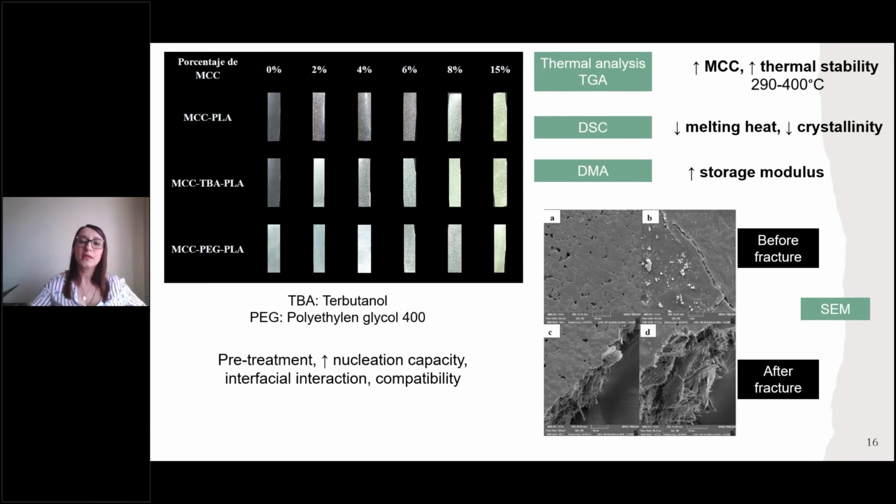Also, we took images before and after the fracture, applying this mechanical treatment. Before the fracture, you can see the surface, and then you have these images after the fracture where you can see the fibers coming out of the matrix. This implies that maybe the interface between the fiber and the matrix can be improved.